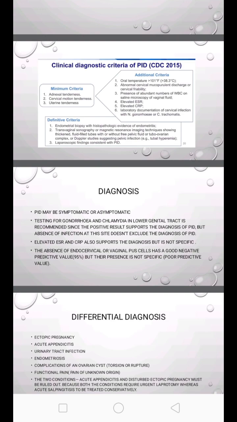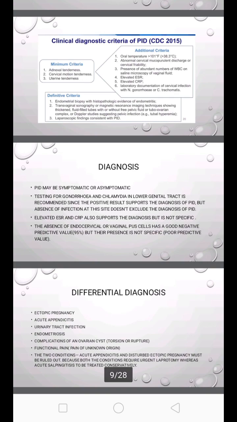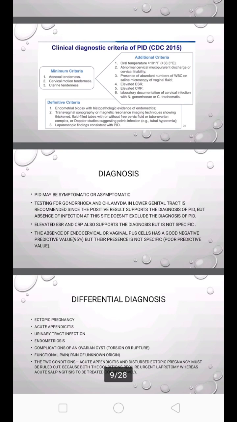What are the definitive criteria for pelvic inflammatory disease? They include endometrial biopsy with histopathological evidence of endometritis. Transvaginal sonography or MRI showing thickened, fluid-filled tubes with or without free pelvic fluid or tubo-ovarian complex, and Doppler study suggesting pelvic infection. Laparoscopic findings consistent with PID.